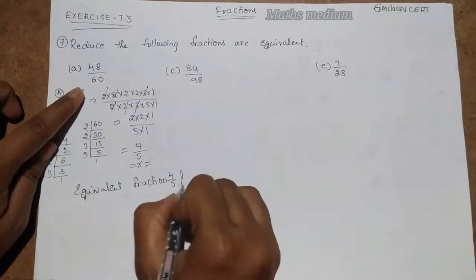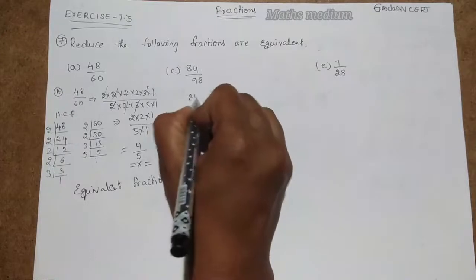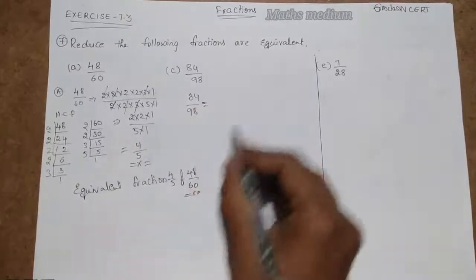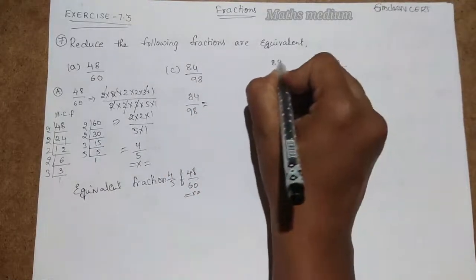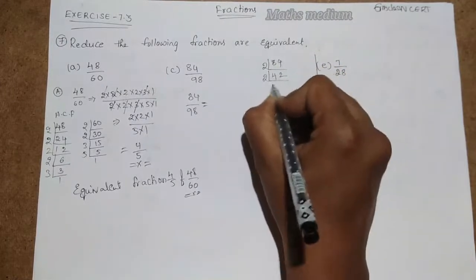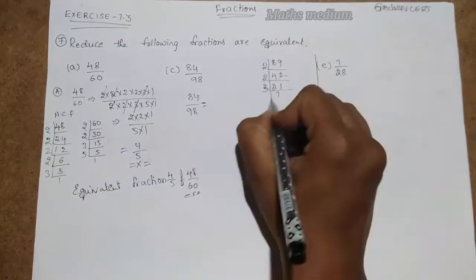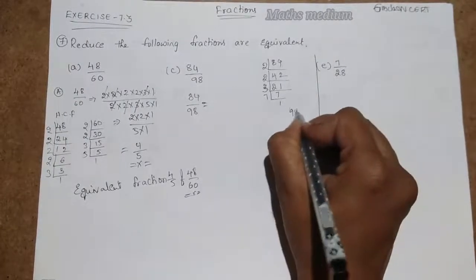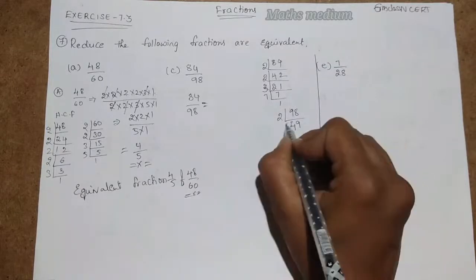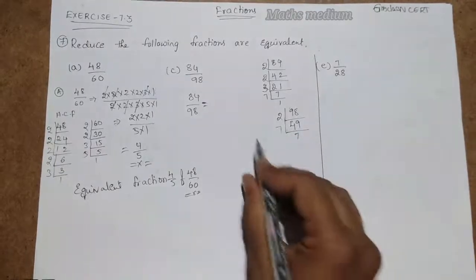4 by 5 is equivalent to 48 by 60. Similarly, next is 84 by 98. So we have to find the HCF here. Take 84. 2 4s are 8, 2 2s are 4, 2 2s are 4, 2 1s are 2, 3 7s are 21, 7 1s are 7. Similarly 98. 2 4s are 8, remaining 1 and 18, 2 9s are 18. Similarly 49, this is multiplied by 7, 7 7s are 49.